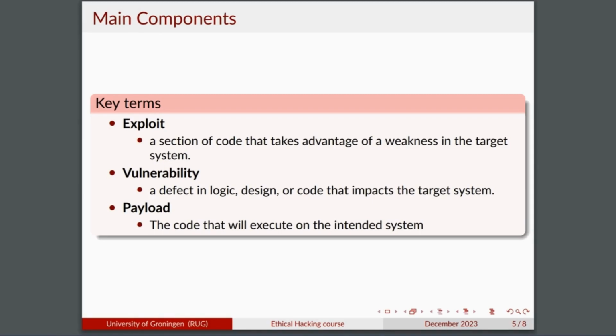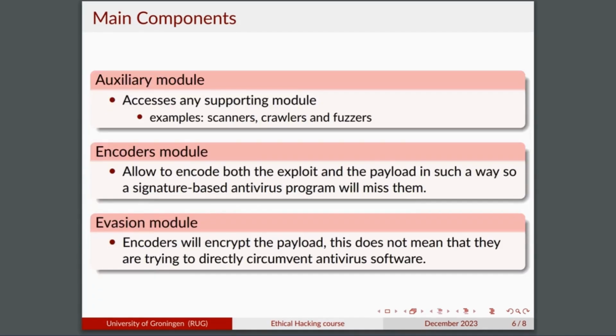And nevertheless, a payload is required if we want the exploit to achieve our desired outcome, which could be, for example, gaining access to the target system, reading private data, etc. So the code that will execute on the intended system itself is called a payload, and this refers to the last term. So we will now go over the modules and the categories which can be interacted with from the MSF console. We have an auxiliary module, so any supporting modules such as scanners, crawlers, and fuzzers can be accessed through here. You can access the module by typing in auxiliary in the console, which shows you the list of the components you can access.